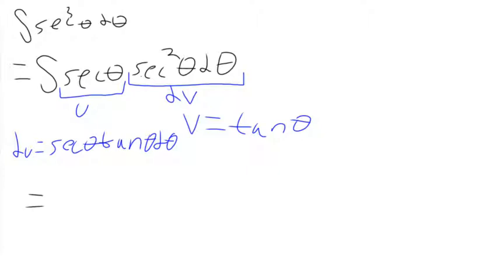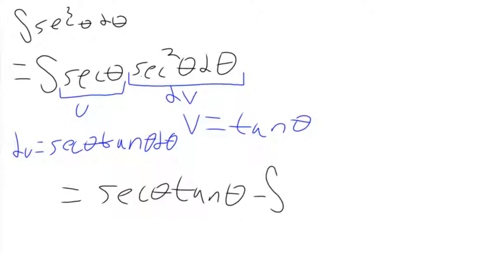So now this integral is going to be, again, uv, so secant theta tangent theta minus the integral of v du. So we're going to have secant theta, and then I have tangent theta times tangent theta is going to be tangent squared theta, and then I still have the d theta right here. And once again, I'm going to use the identity that tangent squared theta, I'm just going to save some space and rewrite it right here, is the same as secant squared theta minus 1.